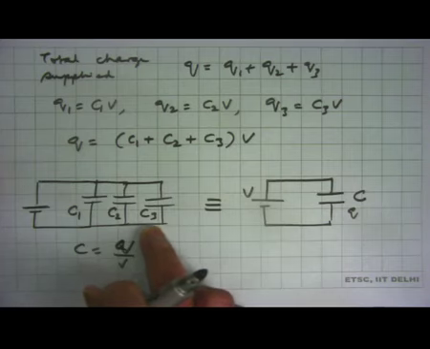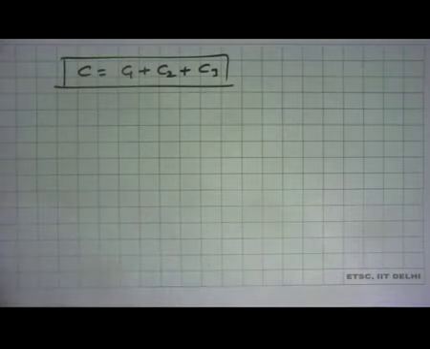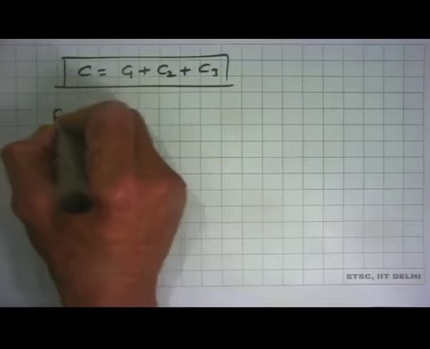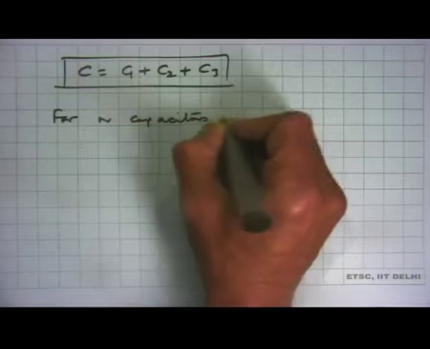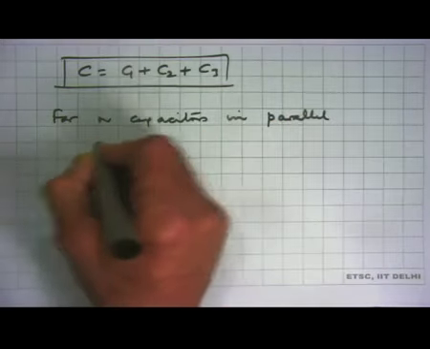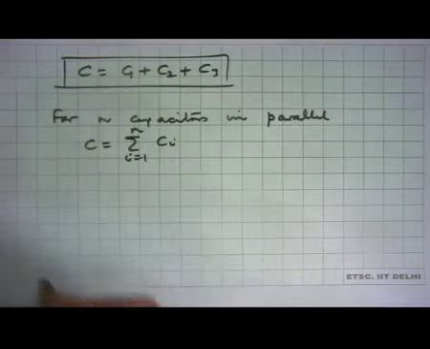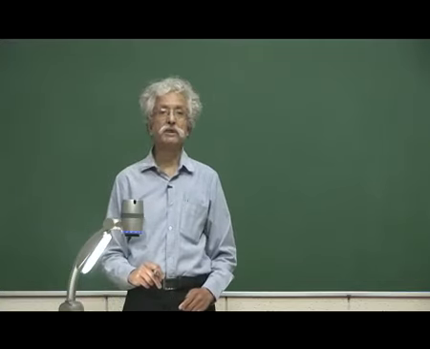If I connect the same capacitances in series, the net capacitance is C, where 1 by C is equal to 1 by C1 plus 1 by C2 plus 1 by C3. So, the way the capacitors add to give an equivalent capacitance depends on the way you connect them. So, in general, for n capacitors in parallel, C is equal to sigma i is equal to 1 to n of C i. The total capacitance is simply the sum of the capacitance of each of the capacitors.